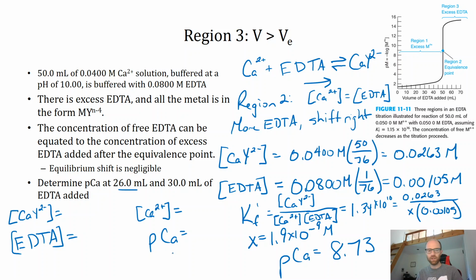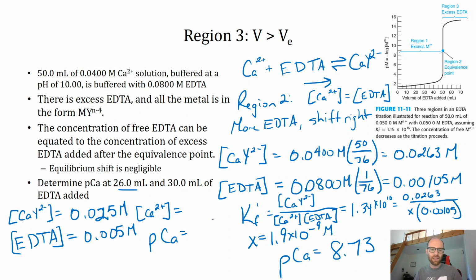Great. So hopefully you paused and you got a chance to actually complete this on your own. If we are at 30 milliliters of EDTA added, our excess here is 5. So it's all the same stuff except it's 50 over 80 and 5 over 80. So what we end up with is our bound ion concentration should be 0.025 molar. Our free EDTA concentration should be 0.005 molar. I'm clipping significant digits here to save space. Those actually end up being exact values. There should be some extra trailing zeros there.